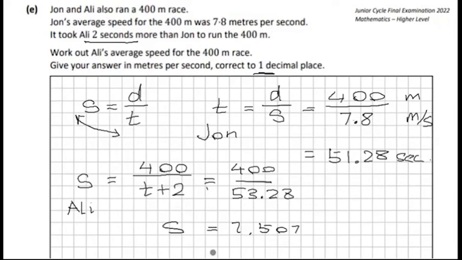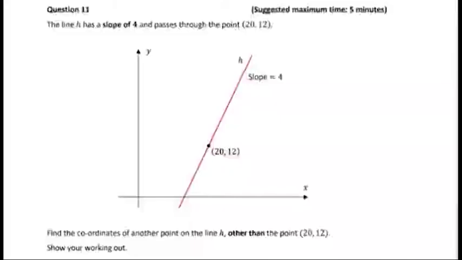We want it to so many decimal places, so let's round to one decimal place, so it'll be 7.5 meters per second. We're on question 11 and it's coordinate geometry. So the line h has slope 4 and it goes through the x-axis down here. Find the coordinates of another point on line h other than the point shown, 20 and 12.